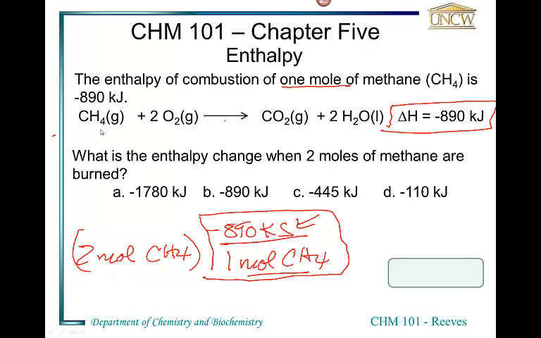When I do that arithmetic, it turns out that 2 moles of methane burned will produce twice as much energy, or minus 1780 kilojoules. The more I burn, the more I get. But the delta H associated with a chemical reaction is the enthalpy change, the heat that in this case would be produced, the enthalpy change associated with having this reaction occur once.